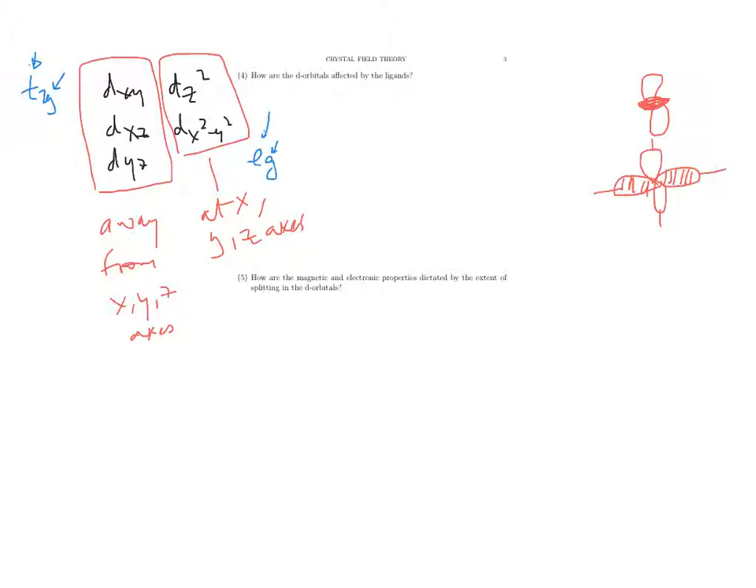So we have two sets of orbitals, one of which points at the ligands and one of which points away. We can start by asking the question, how are they affected by the ligands? We have a set of 5 degenerate orbitals. And then we ask how they're affected by a spherical field, and we would say that in a spherical field, all the d orbital energies go up because of electron repulsion.